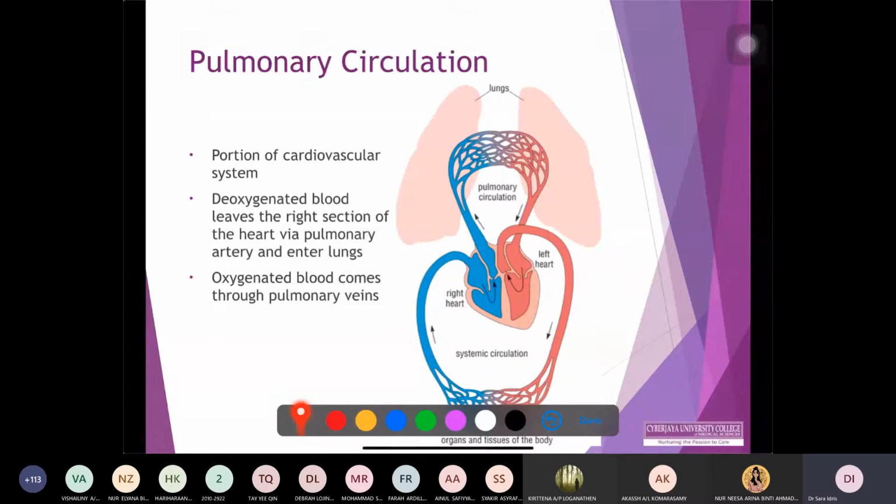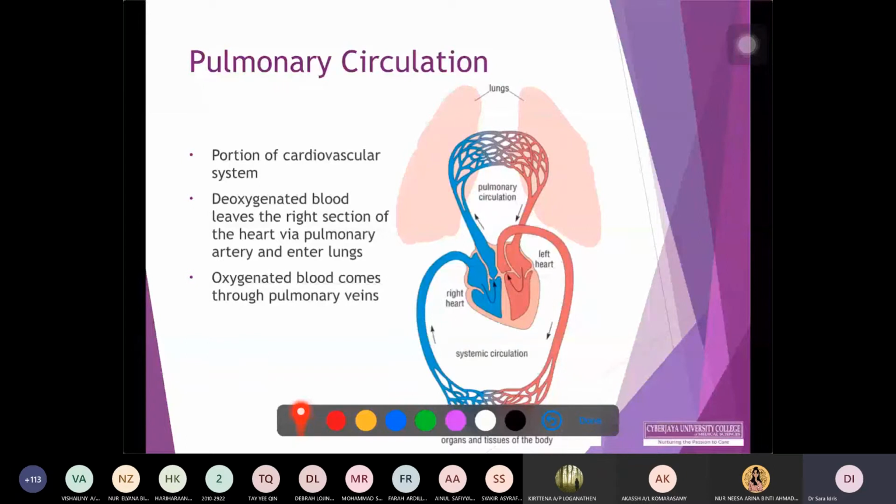The pulmonary circulation, meanwhile, the arteries will carry the deoxygenated blood to leave the right ventricle via your pulmonary artery to enter the lungs. And at the lungs is where you have gas exchange. So gas exchange will occur, oxygen will transfer in, carbon dioxide will transfer out, and then the pulmonary veins will carry oxygenated blood back to the left atrium.